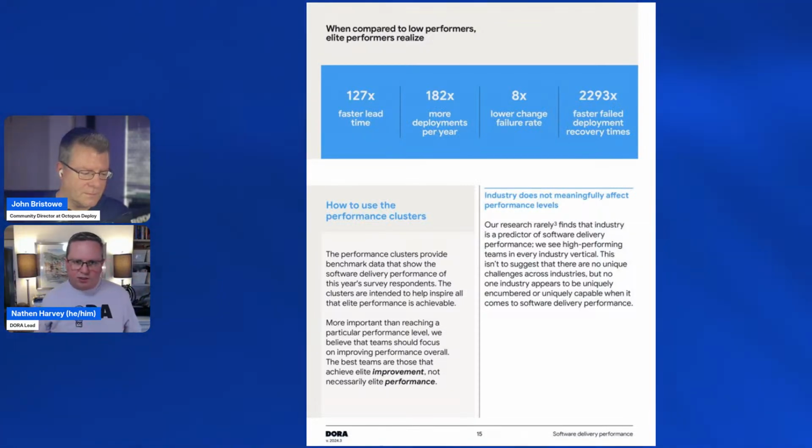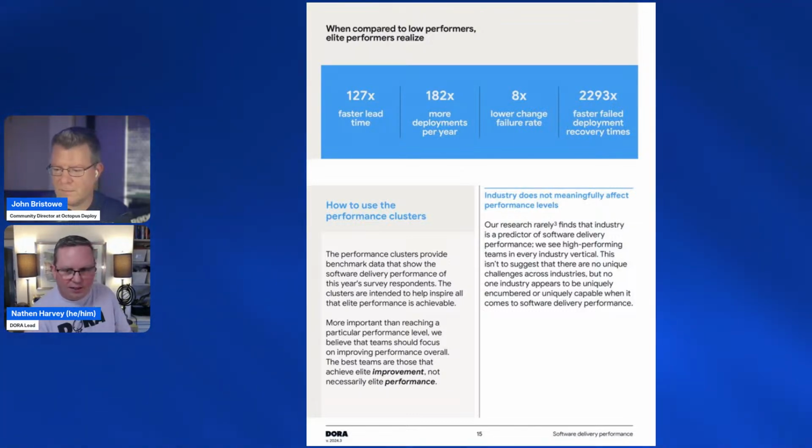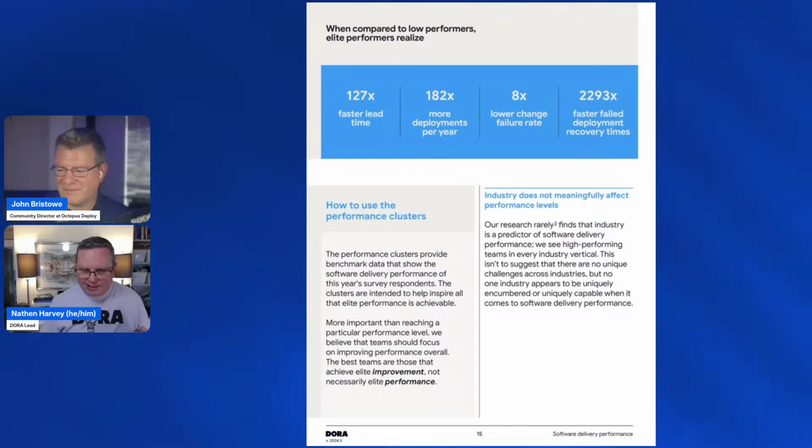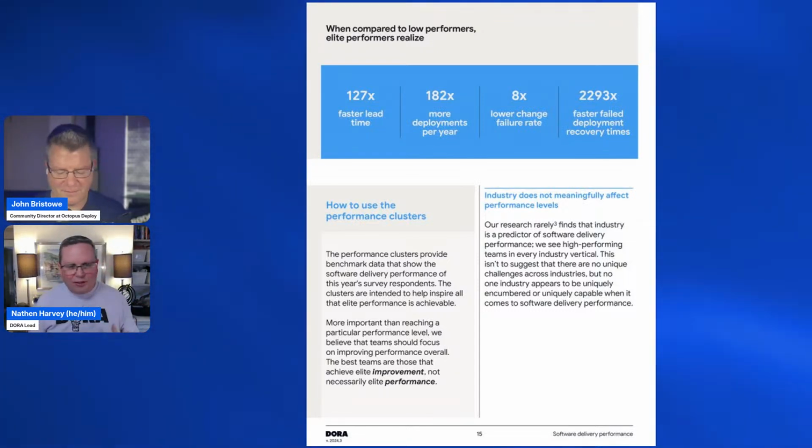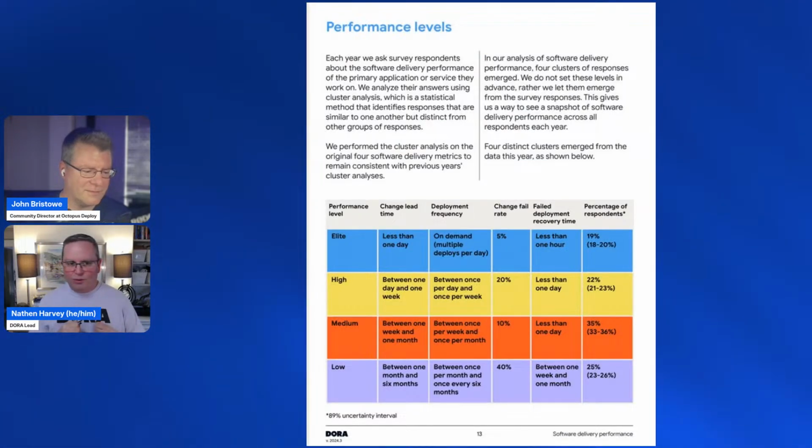This year we had 4 clusters, and so we label them low, medium, high, and elite. And I've got to be honest with you, John, I don't like those labels at all. The reason we use them is, like I said, this is the 10th DORA report. We've used these labels and similar throughout the last decade. The challenge with these, though, is that, as you said, no one wants to show up at work to be a low performer. That's not great. It doesn't feel good.